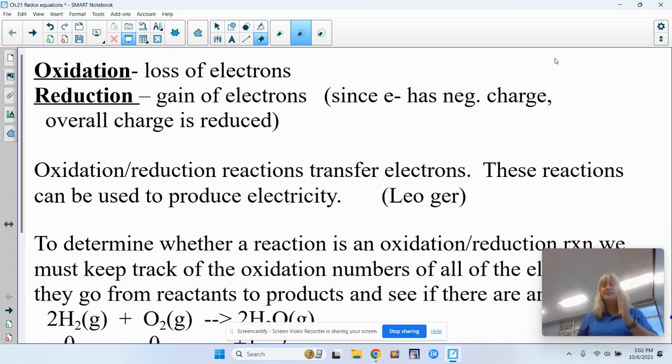And these have to be together. They go hand in hand. When something's losing electrons, something else has to be gaining the electrons. So these reactions can be used to produce electricity then.